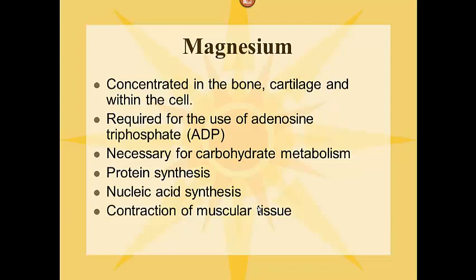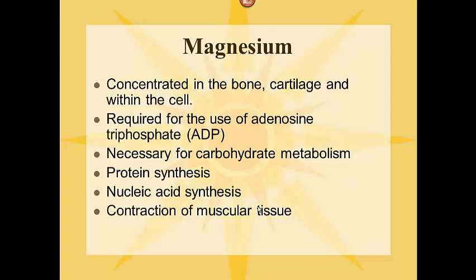Hypermagnesemia is when the magnesium is greater than 2.1 milliequivalents per liter, and the major cause of hypermagnesemia is renal failure. Symptoms associated with hypermagnesemia are hypotension, respiratory depression, and cardiac arrest. On the contrary, hypomagnesemia is a serum concentration of less than 1.4, and the causes include inadequate magnesium intake and absorption, or increased excretion of hypercalcemia or the use of Lasix.